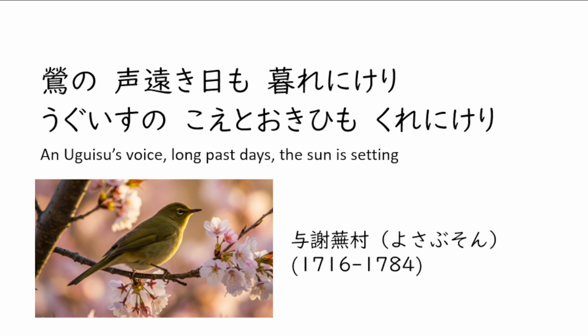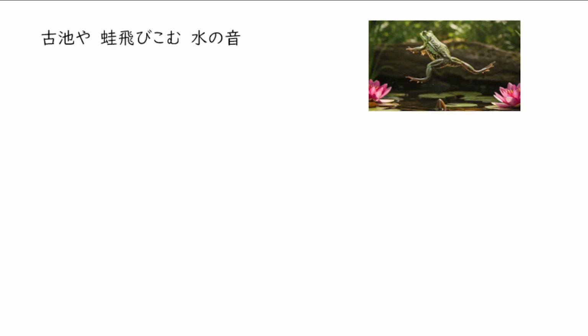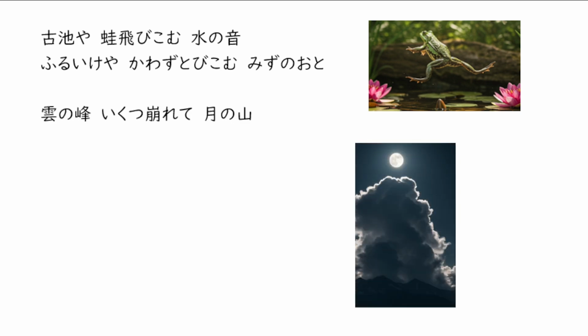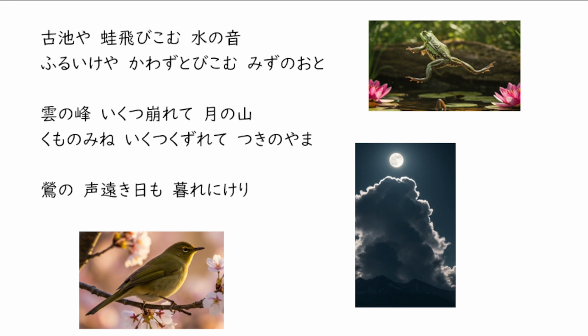Now let's listen to all 3 poems and notice the sound patterns of 5-7-5. 古池や買わず飛び込む水の音。雲の峰、いくつ崩れて月の山。うぐいすの声遠き日も暮れにけり。As you can see, 17 syllables are all you need to create a haiku.